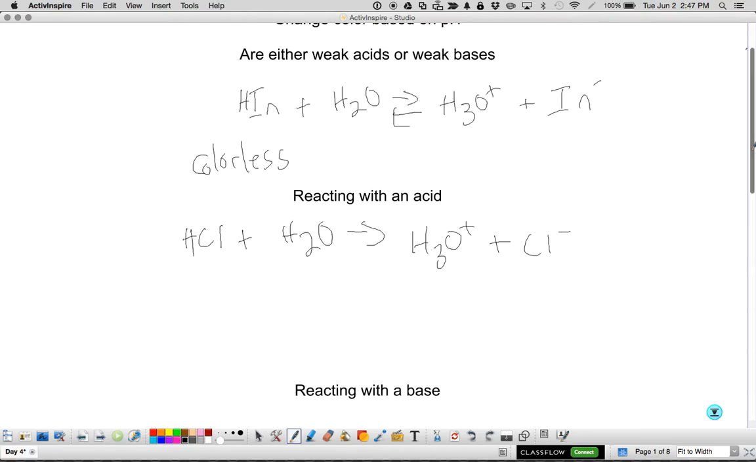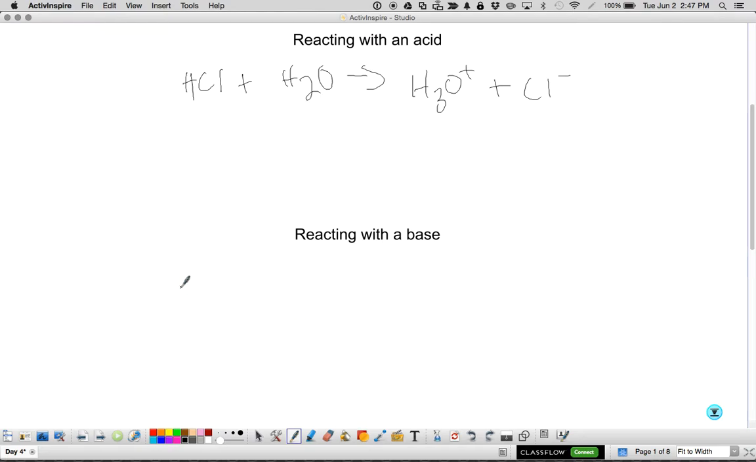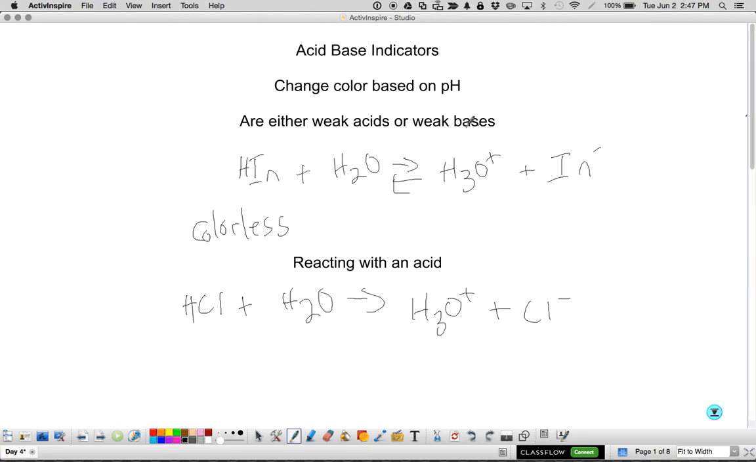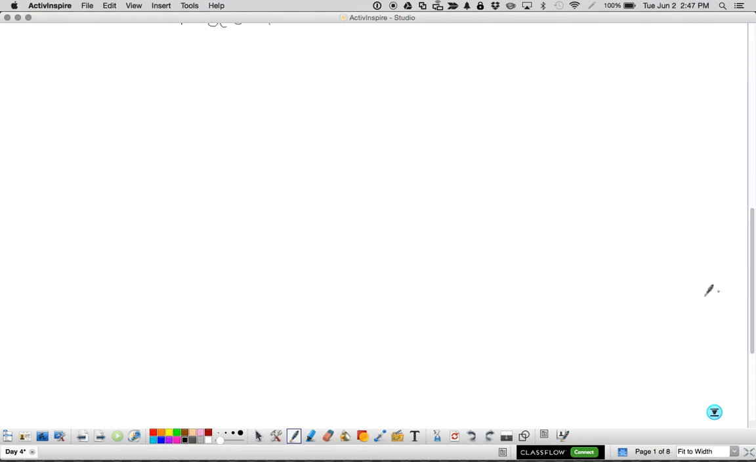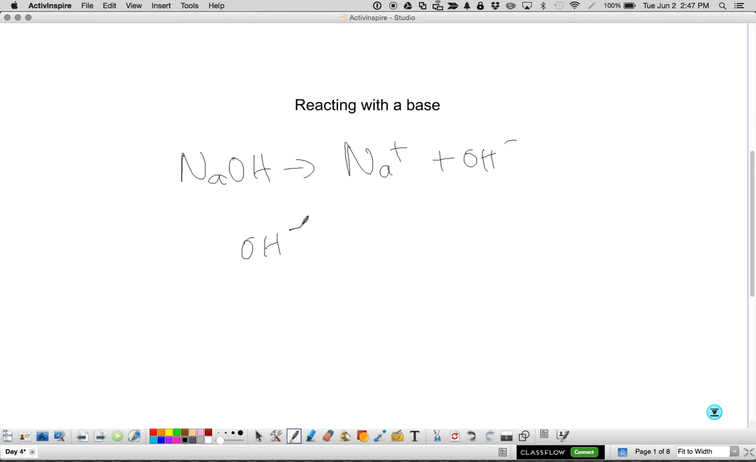Okay? Now, as I add base, I know that sodium hydroxide in solution forms sodium ion plus hydroxide ion. Okay? The hydroxide ion is going to react with all of this hydronium ion now that's in solution, and we're going to get a neutralization reaction. So hydroxide ion plus hydronium ion yields 2H2O.